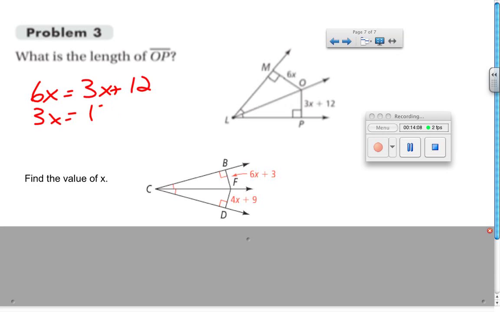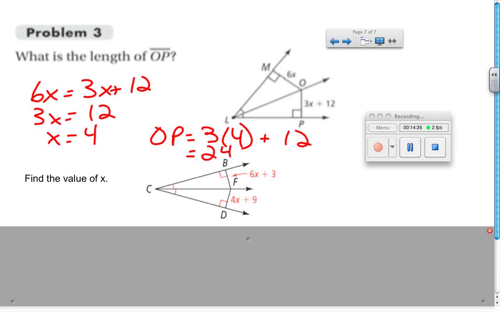So 3x equals 12 and x equals 4, and I have successfully solved for x, so I must be done, right? No, always go back and look at the question. The question is asking me for the length of OP, so I need to take that 4 and plug it back in. OP equals 3 times 4 plus 12, so that's 24.